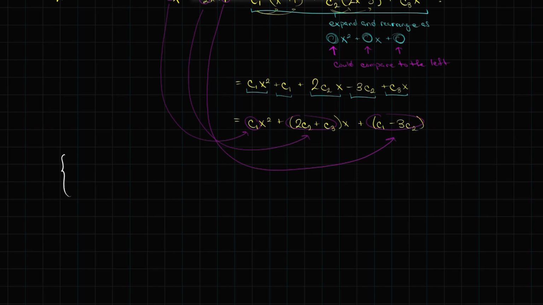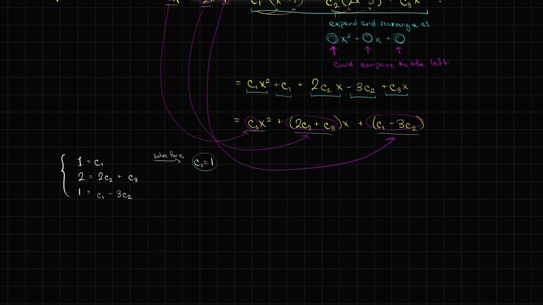My system of three equations: the first one comes from the x squared terms. I have 1 equals c1. My second one comes from the terms with an x. I have that 2 equals 2c2 plus c3. And my third comes from the individual terms without an x: 1 is equal to c1 minus 3c2. It's nice that the first one is already solved, so I have that c1 equals 1.